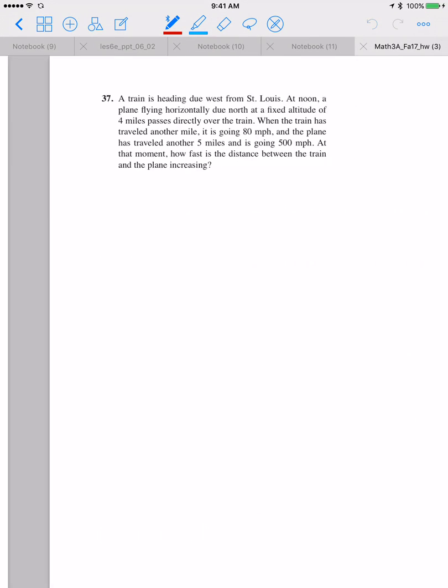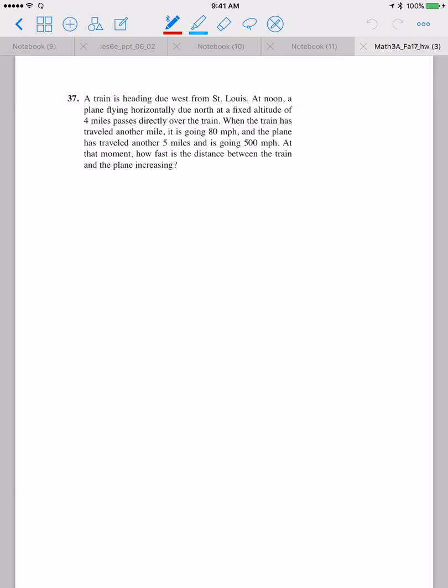Okay. All right. So now let's look at this problem. And I think this is the problem that after looking at it, I said, I think that it might be a little complicated. So essentially, you've got a problem where your train is heading west. So here's St. Louis, and you've got a train that's heading west, right? But then you've got a plane that is heading north. The distance between the two, which is what you're asked for, right? How fast is the distance between the train and the plane increasing? So you're asked for z prime.